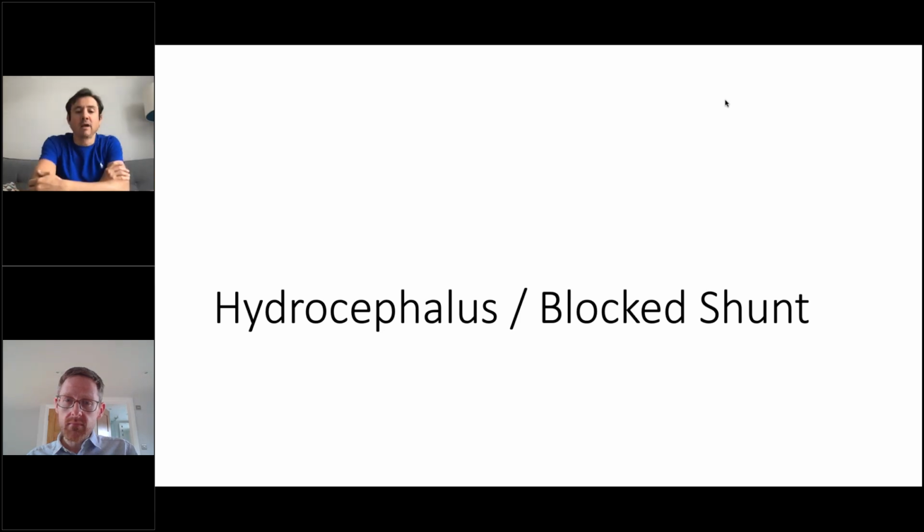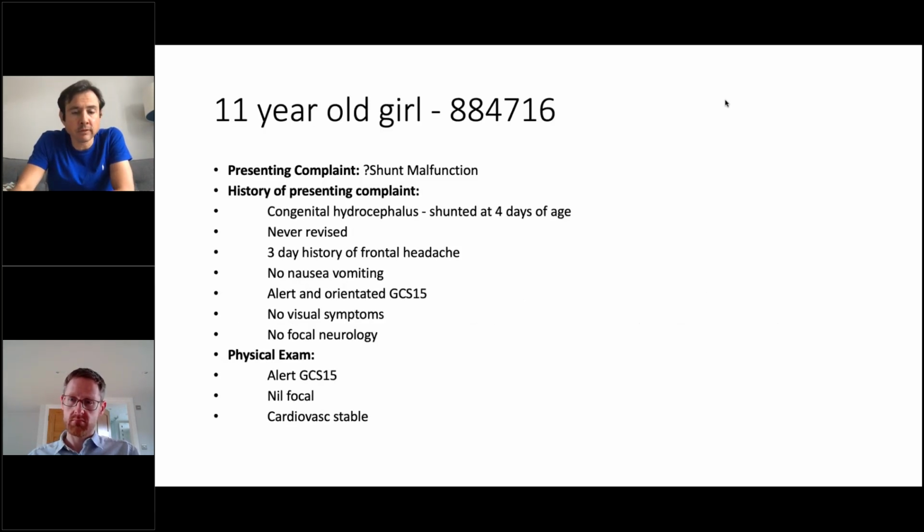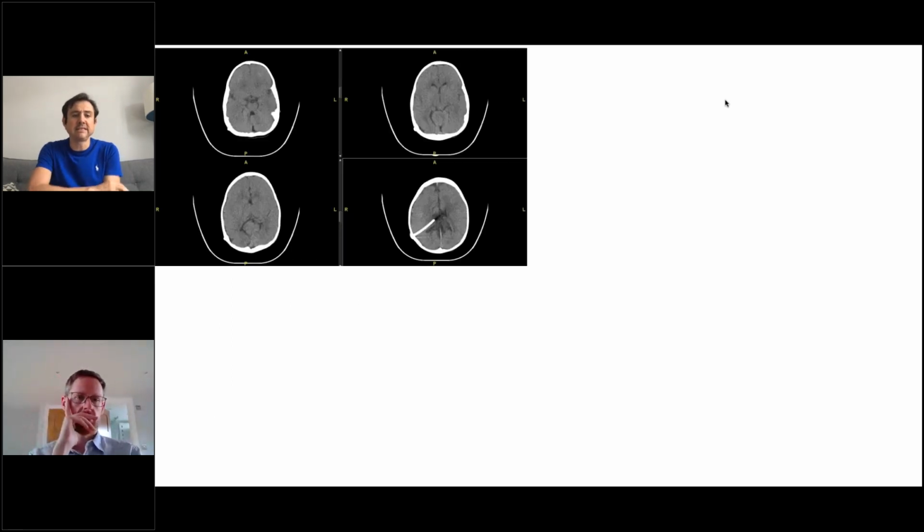So the second case that I was going to discuss was a hydrocephalus or a blocked shunt. This was a very sweet 11-year-old girl. She had a kind of autism spectrum, Asperger's type behavior, but she was ever so sweet, very concrete in her thinking. Congenital hydrocephalus, shunted at 4 days, never revised. 3-day history of frontal headache, no nausea, vomiting, alert, oriented. This is the sort of classic history that we get. GCS 15, nil focal.